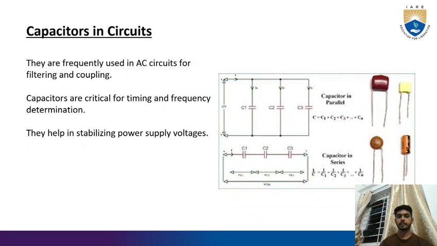Capacitors in circuits. They are frequently used in AC circuits for filtering and coupling. Capacitors are critical for timing and frequency determination. They help in stabilizing power supply voltage. Capacitors in parallel have the formula C equals C1 plus C2 plus so on up to Cn. For series connection, the capacitors have the formula 1 by C equals 1 by C1 plus 1 by C2 plus so on up to 1 by Cn.